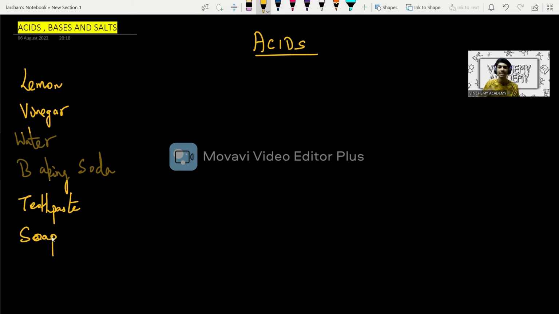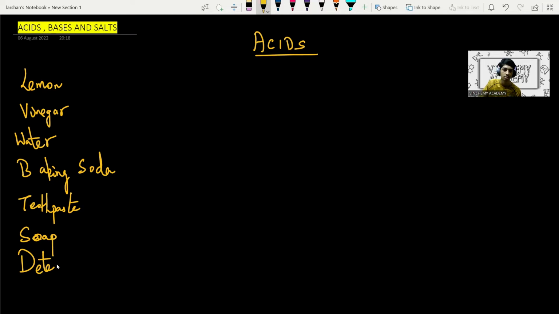And let's say your clothes get dirty. Then you wash them with some detergent. And what do you do to the dishes which you eat? You again wash them with liquid dishwashing liquids, right? So we use many substances in day-to-day life.